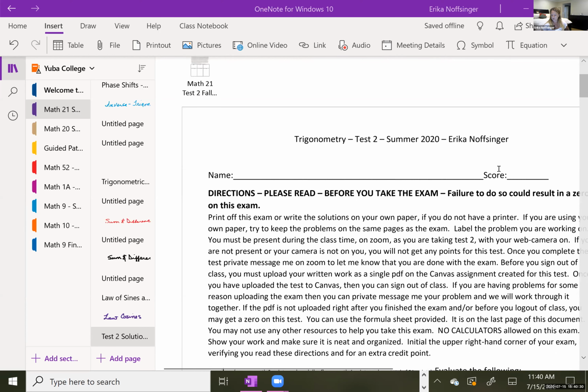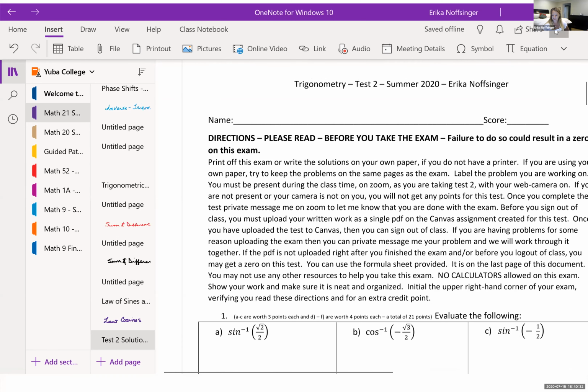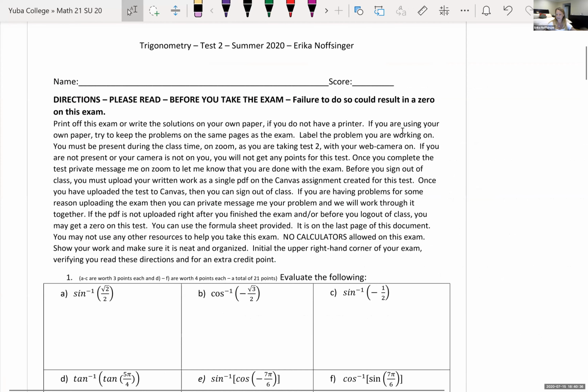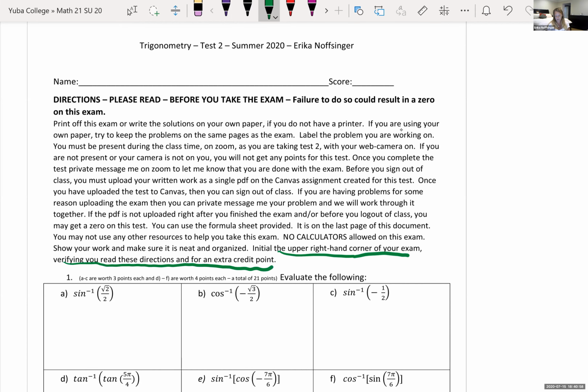So first of all, if you have an initial on the upper right-hand corner, good job. You read through the directions and you got an extra credit point. That last piece of the direction says initial the upper right-hand corner of your exam, verifying you read these directions for an extra credit point.